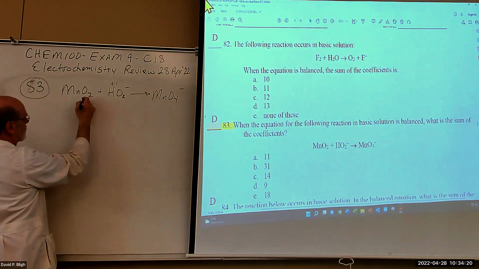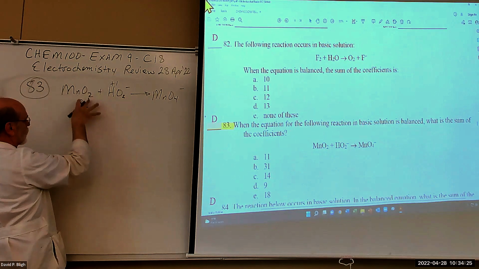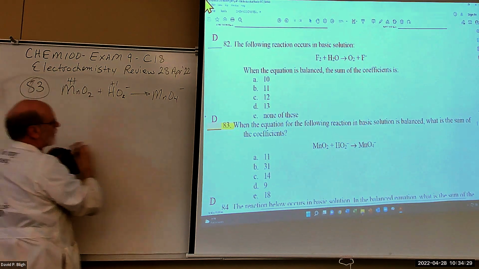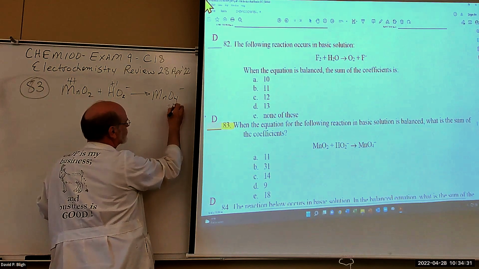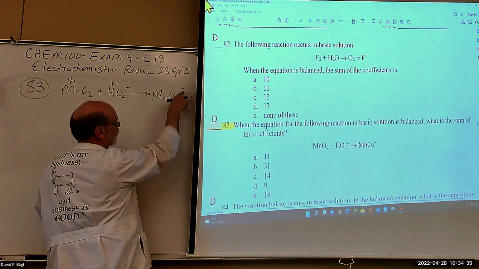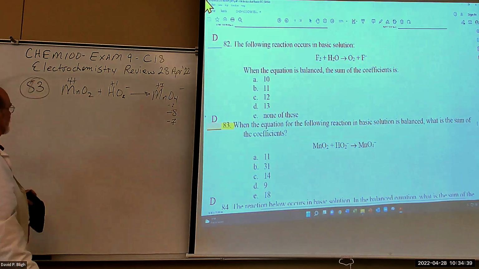How about this one? Now that one's a 2 minus with a 4 minus total. That means this one's 4 plus. This one is -2 times 8 is -8, -7 because we're holding 1 out. So this one's a +7. Okay.